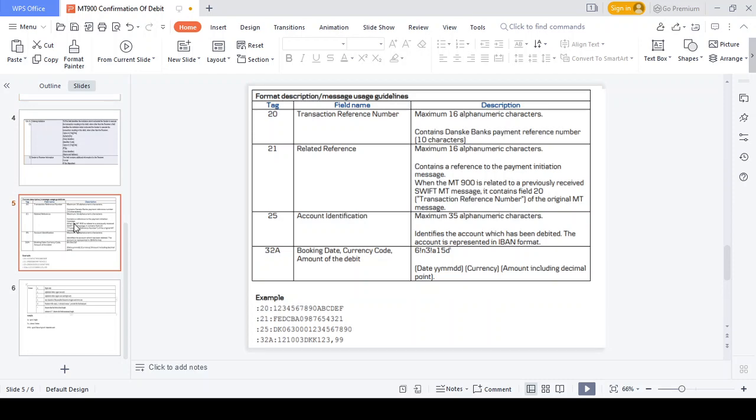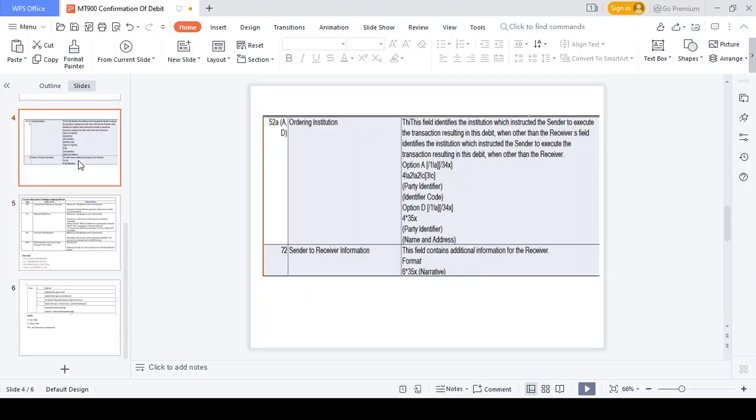Next, only the ordering institution should be considered for this MT900, because the debit advice needs to be sent to the ordering institution. So we consider only the ordering institution field for MT900. That is the ordering institution field, 52A, which you know very well. Then 72, sender to receiver information. This 72 is additional information of the message. Only the ordering institution field comes in the MT900. Don't forget.